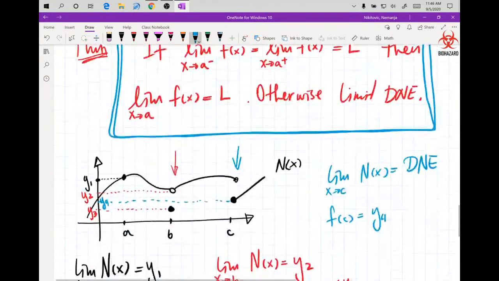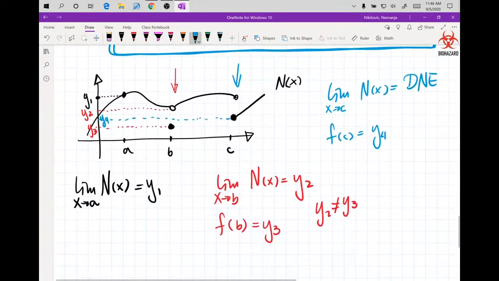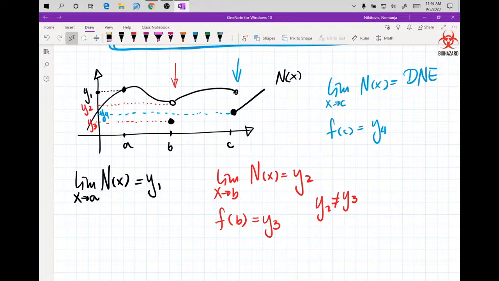Nothing we can do. So I think that this picture sums up a lot of what limits are and what they do, and how they're different than the pre-calculus just plug in and go.